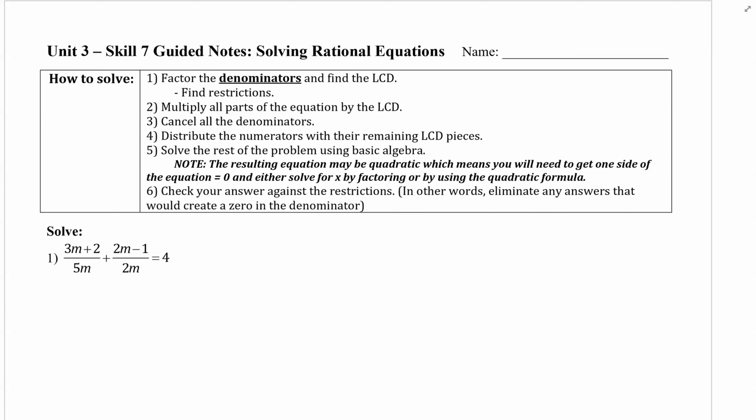Welcome class to our video notes section on Skill 7 from Unit 3. In this video, we will be learning about how to solve, okay, different word here, solving rational equations.